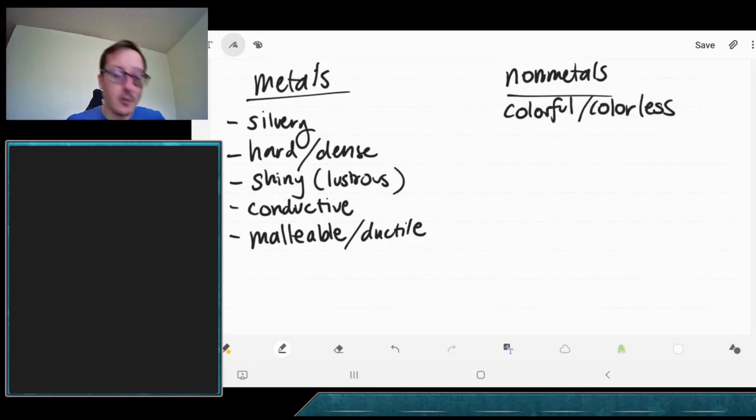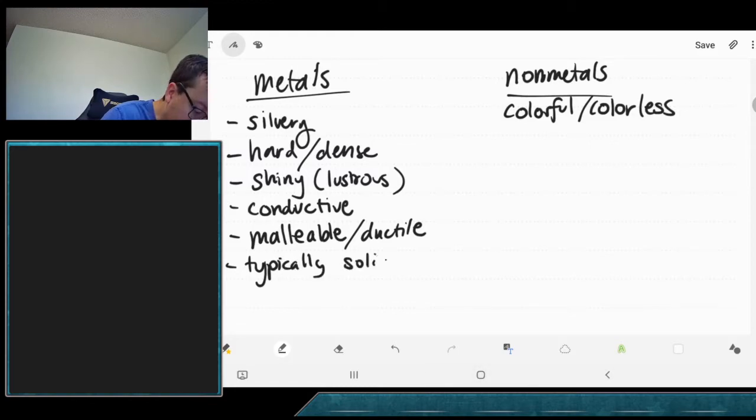So, oh, I know another one. Metals are typically solid, right? Typically have high melting points. Non-metals are typically gases, but there are, of course, some that are solid, some that are liquid. There is one liquid metal, that's mercury. Super interesting metal, by the way, but also quite toxic, so we don't really play with mercury anymore.